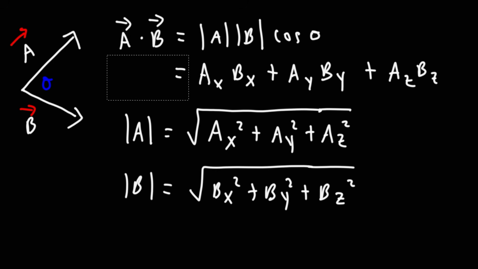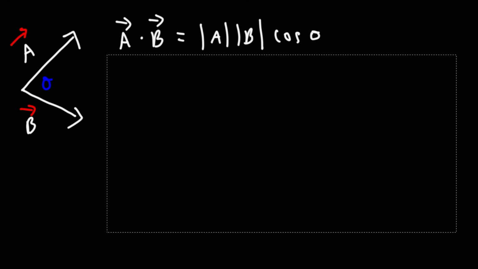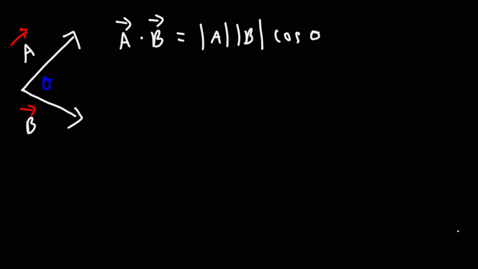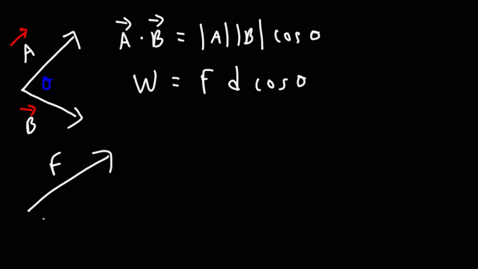Now, a good example of the dot product formula is the calculation of work. Work is force times displacement times cosine of the angle. So let's say you have a force vector and a displacement vector, and you know the angle and you want to calculate the work done by this force, you would use this equation. So work is basically the dot product of the force and the displacement vector.